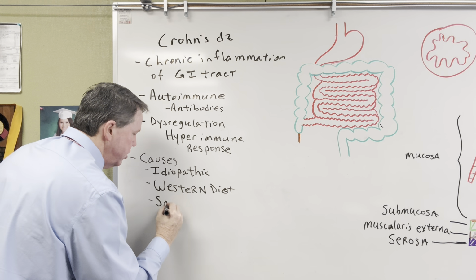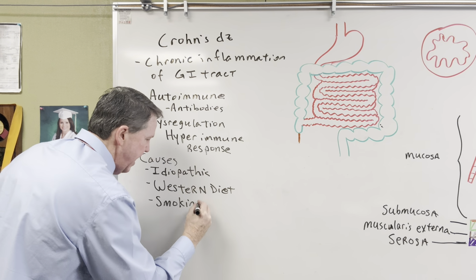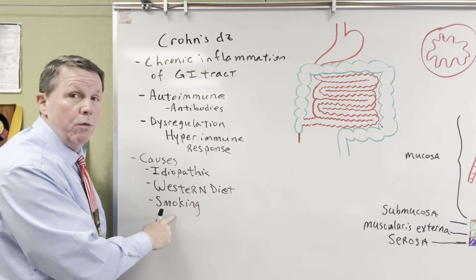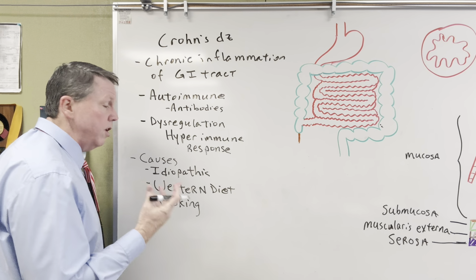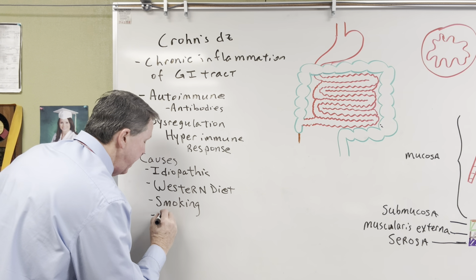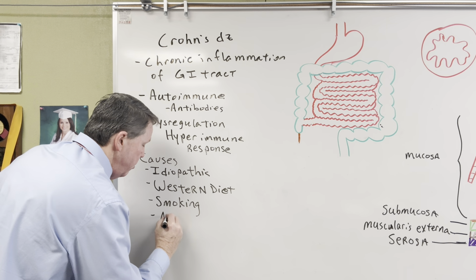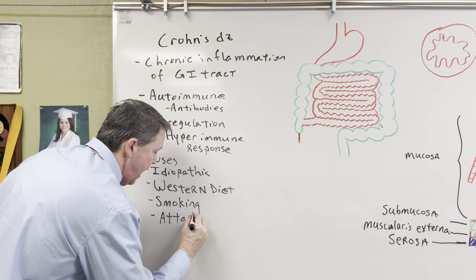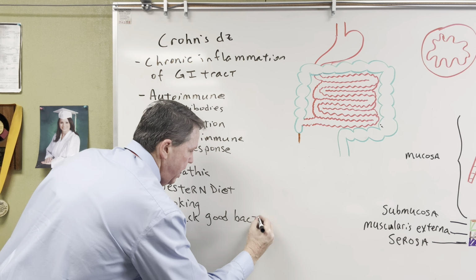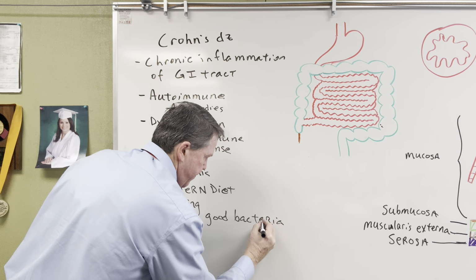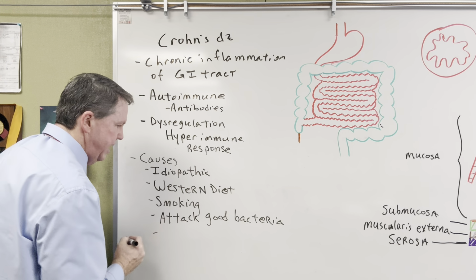We're going to look at the effects of smoking. That's going to play a role. People who smoke are a lot more likely to get Crohn's disease than people who don't smoke. What's also going to happen in Crohn's disease is your immune system is going to attack good bacteria in your digestive tract.